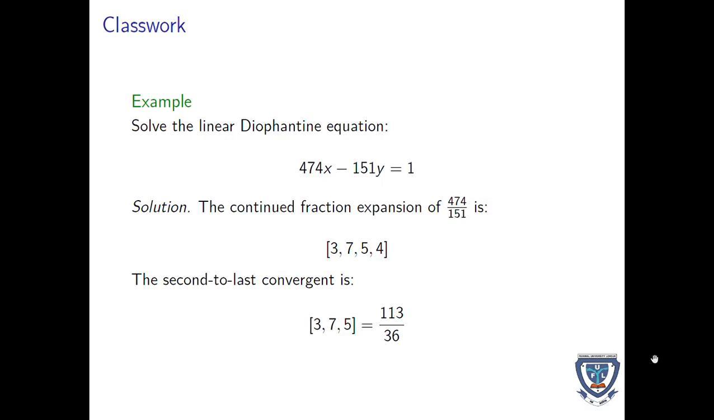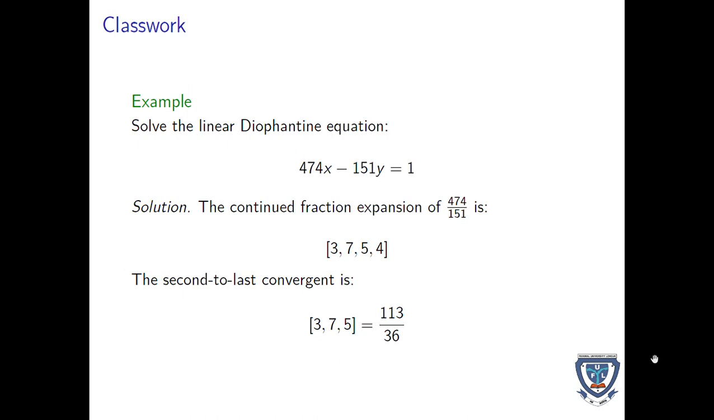This example says solve the linear Diophantine equation 474x minus 151y equal to 1. Always notice something here, that the GCD of the numbers given is usually 1. In that case, you can apply the continued fraction. Otherwise, the continued fraction may fail.